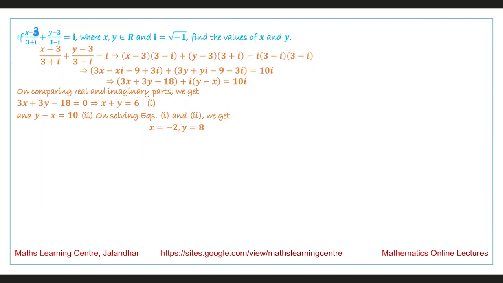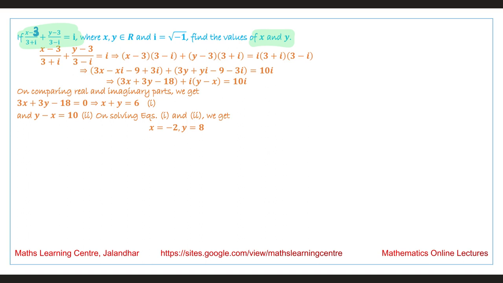Next is, if (x minus 3) over (3 plus i) plus (y minus 3) over (3 minus i) is equal to i, then we have to calculate the value of x and y. X and y are real.